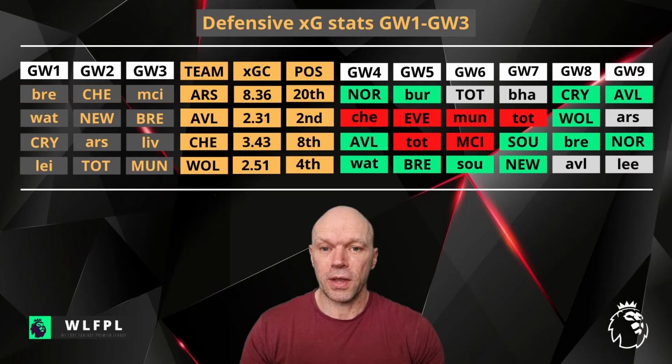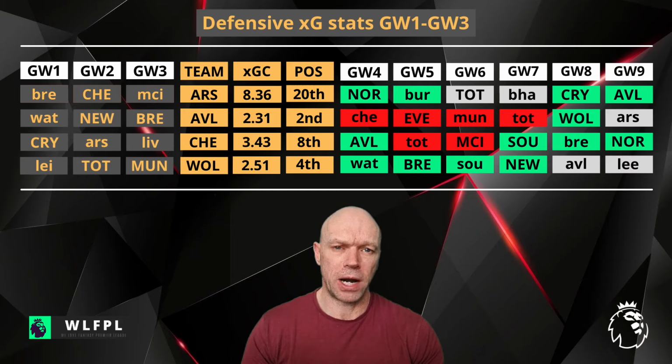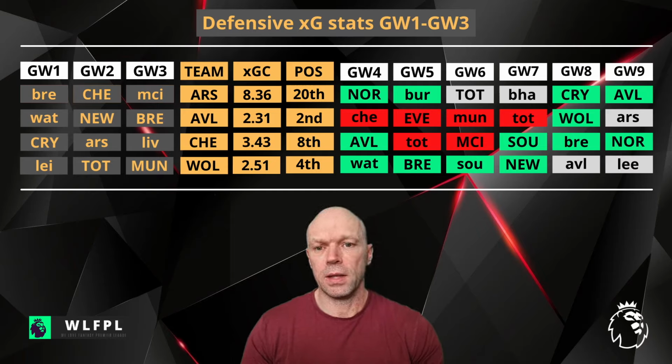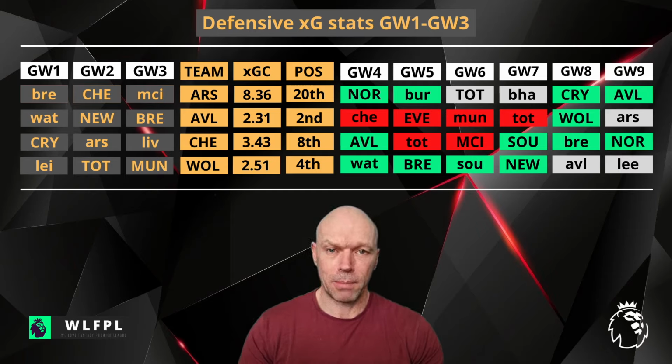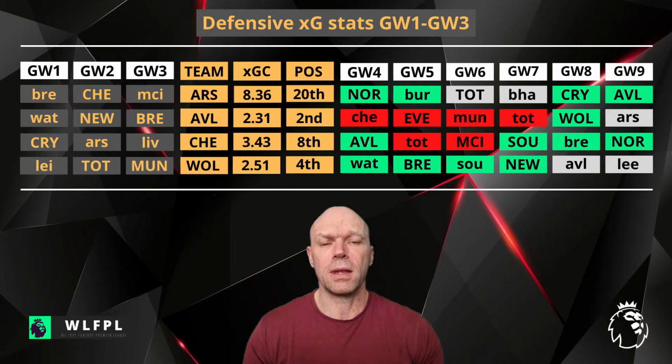Chelsea are next on that table. Their expected goals conceded for the first 3 was 3.43, and that is 8th best. Now, you'd expect Chelsea to be perhaps better than that, but again, look at the reasons why. They played Liverpool in game week 3, and they had that man sent off, so they had to play a whole half with only 10 men. So of course they're going to concede chances. You would expect that to happen.